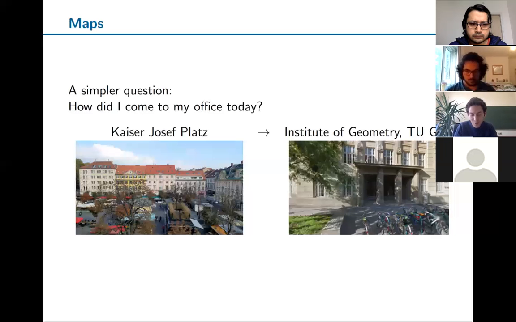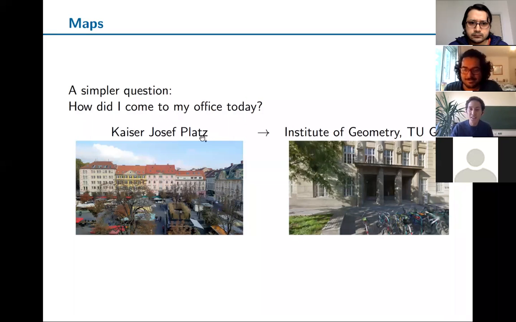So this morning I woke up, I took a shower, I had breakfast, I talked to my family, then I took public transport, and then I got off at one station that is located at a place called Kaiser Josefplatz. And from there, it got kind of tricky because I had to walk to the institute. And in order to walk to the institute, there are several paths you can take.